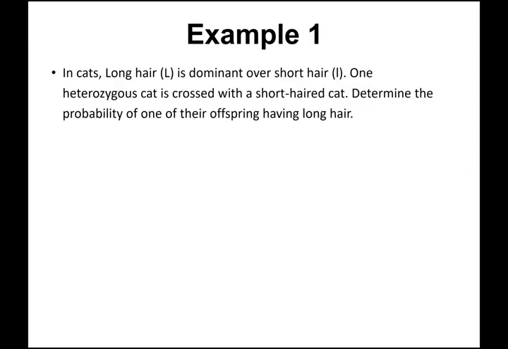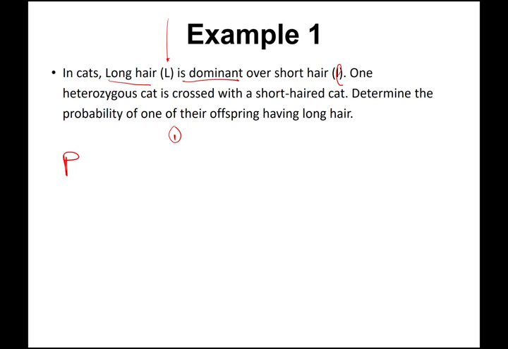Okay, let's go through some examples. This first example is about the length of the hair in cats. Cats can have long or short hair, and long hair is dominant. So the allele carrying long hair can be written as a capital L, and that's dominant over the short hair allele, which is written as a small l. I changed the l so it's easier to read. Now the crossing. You have one heterozygous cat, so cat number 1 in the parental generation here will be heterozygous.